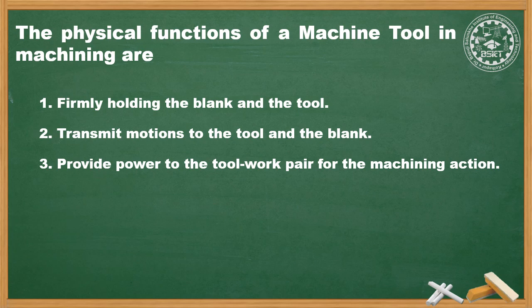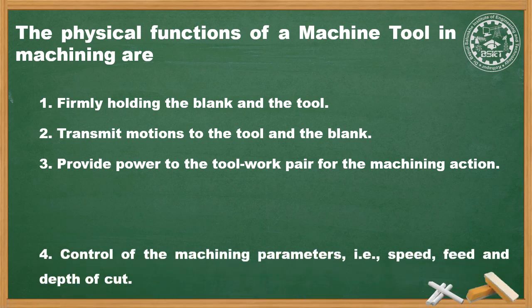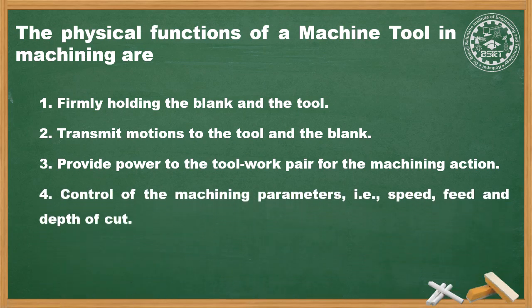That is, the machine tool should provide power from the energy developed from itself or from another source, and should provide power to either of the pair, that is, to the tool or to the workpiece. And last, control of machining parameters, that is speed, feed and depth of cut. The machine tool should be capable of changing the parameters, that is cutting speed, cutting feed and depth of cut.